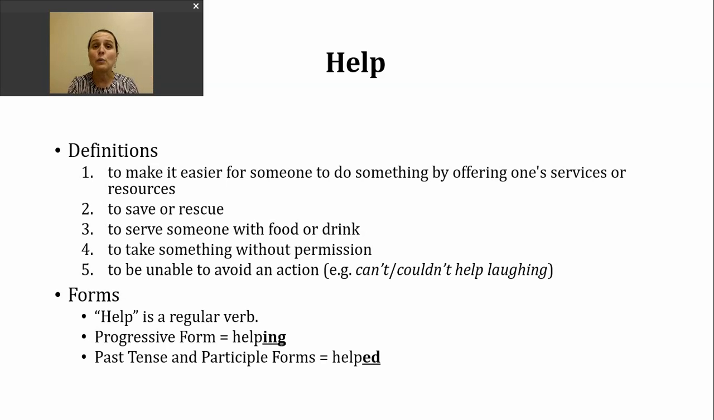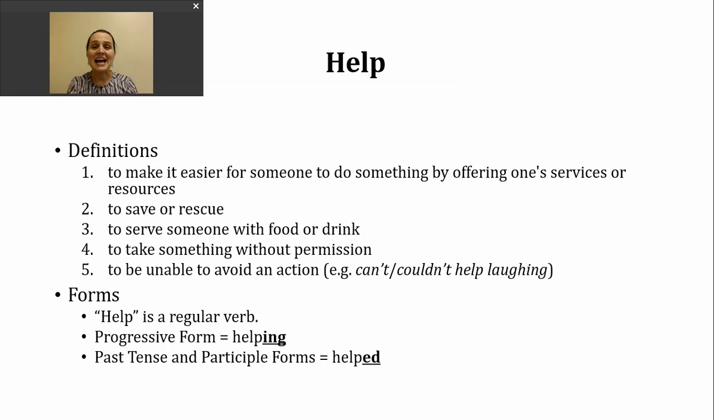A third way we use the verb help is to serve someone with food or drink. It's really common when you're at an event that someone, particularly the host or hostess of the event, says, help yourself to food or drink. That means take whatever you want to eat or drink.